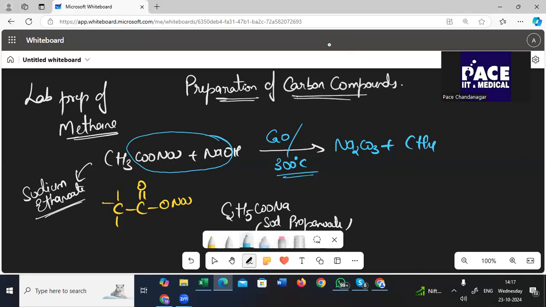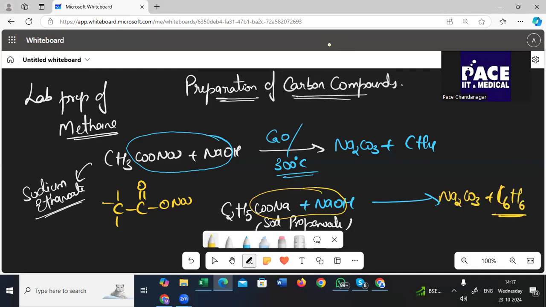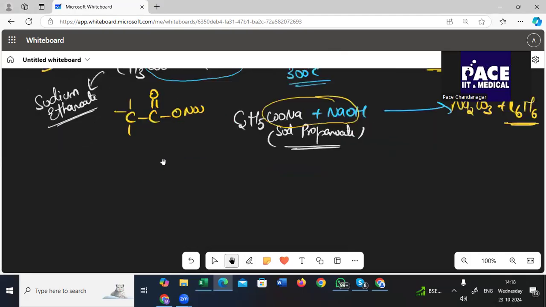So I would write that NaOH as well, plus NaOH will give us what? This Na2CO3 gets released, plus C2H6. So this is the preparation of methane and ethane as well. Ethane and methane are prepared in these methods. Right. Now let us go on with another preparation. This is one type of preparation.